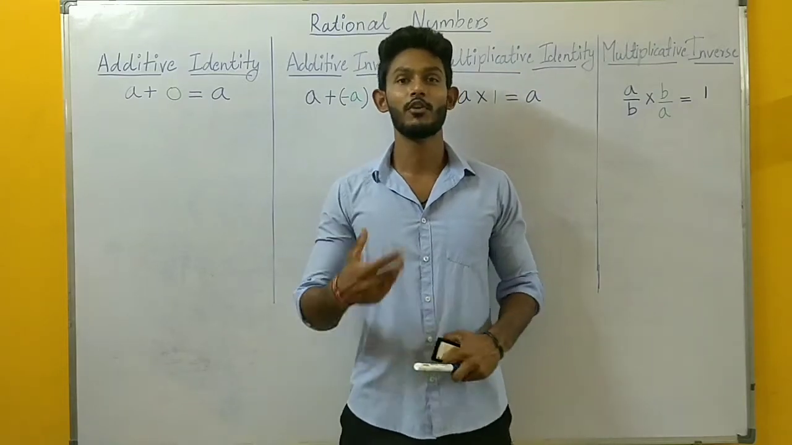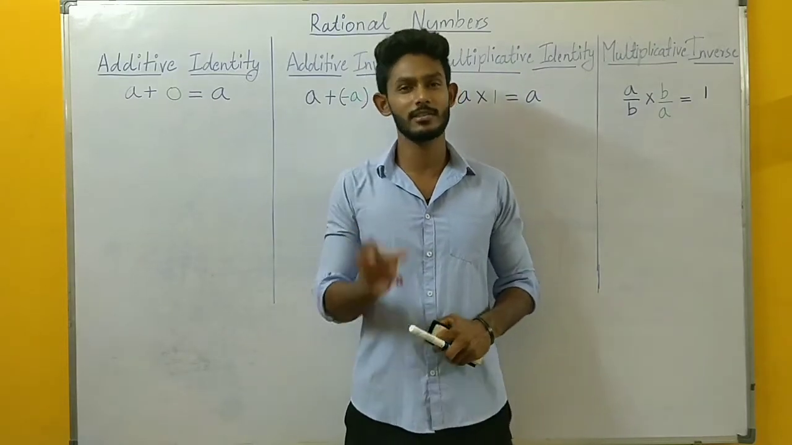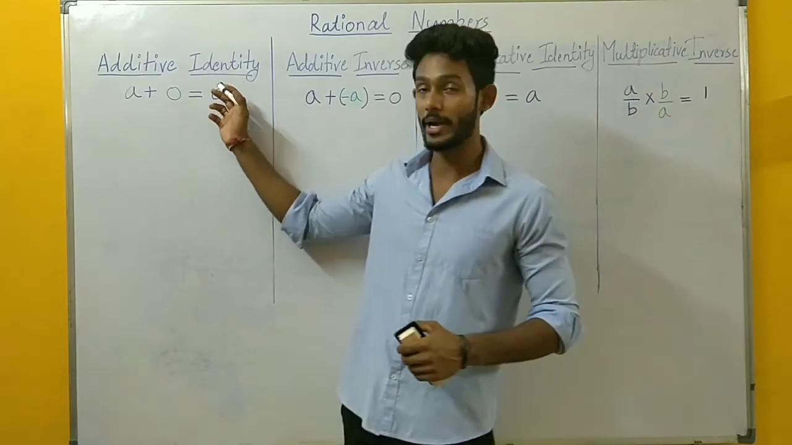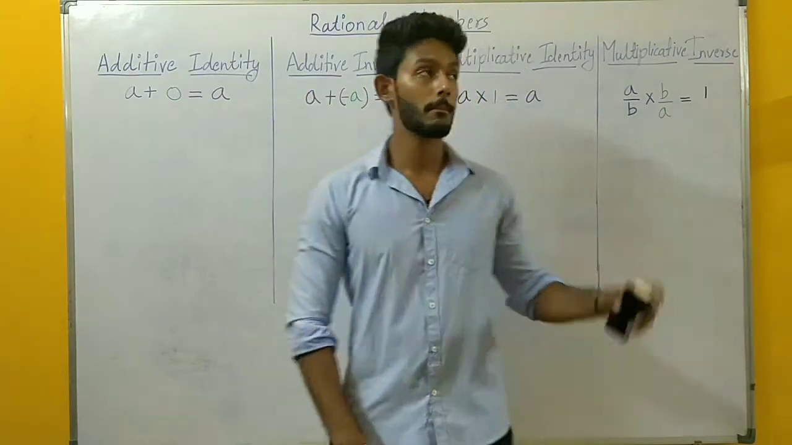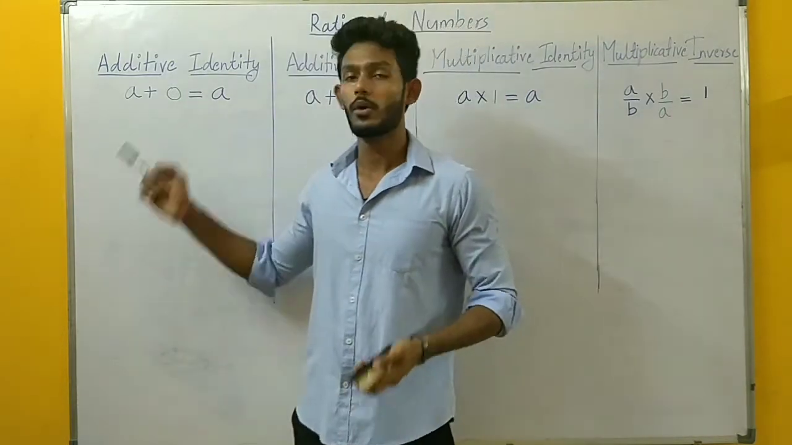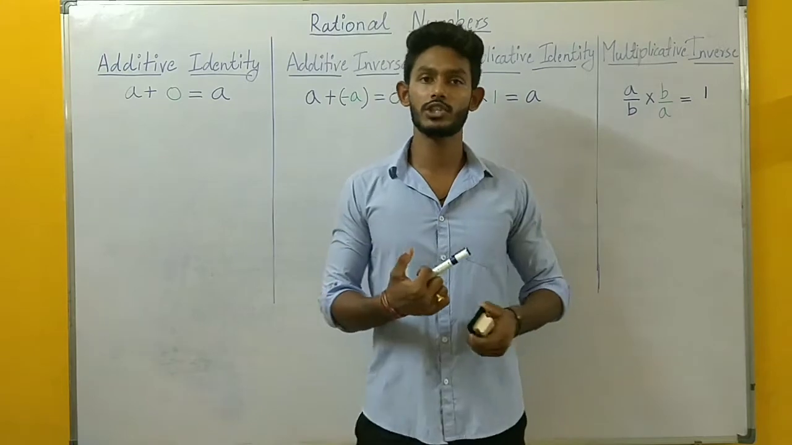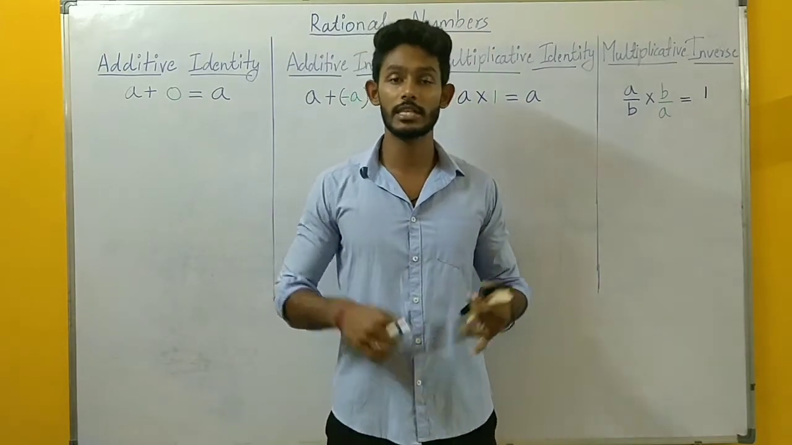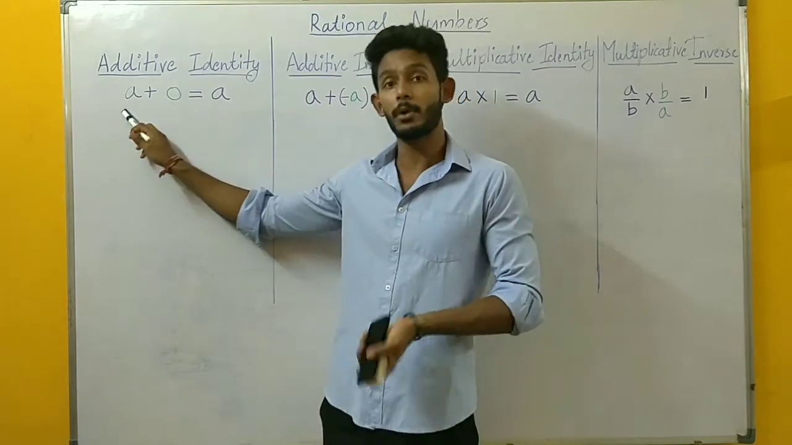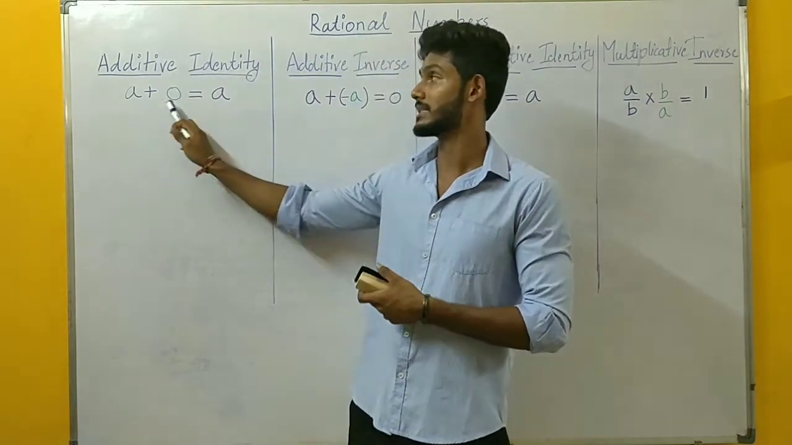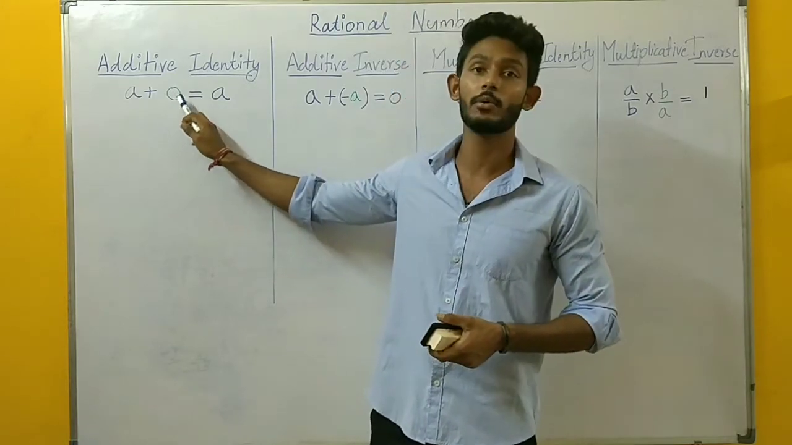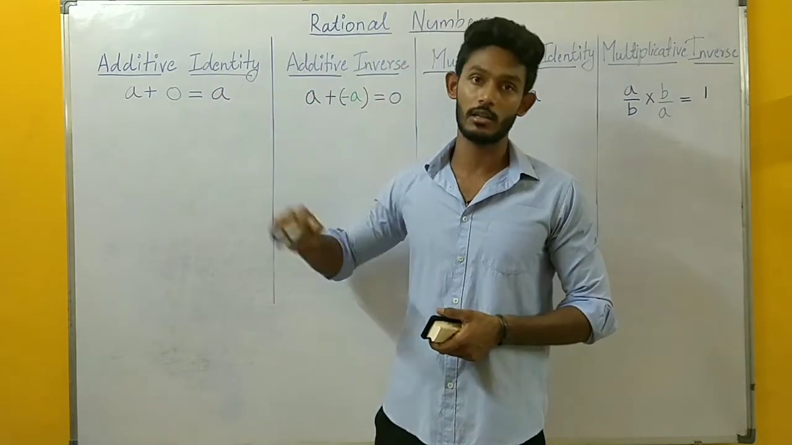Hello everyone. Before we move towards the next concept, let us learn some of the small concepts of rational numbers. That is additive identity, additive inverse, multiplicative identity and multiplicative inverse. You have done the addition with 0 for whole numbers and integers, and we have learned that whenever we add 0 to any particular number, we get that particular number only. So here 0 is the additive identity for rational numbers also.